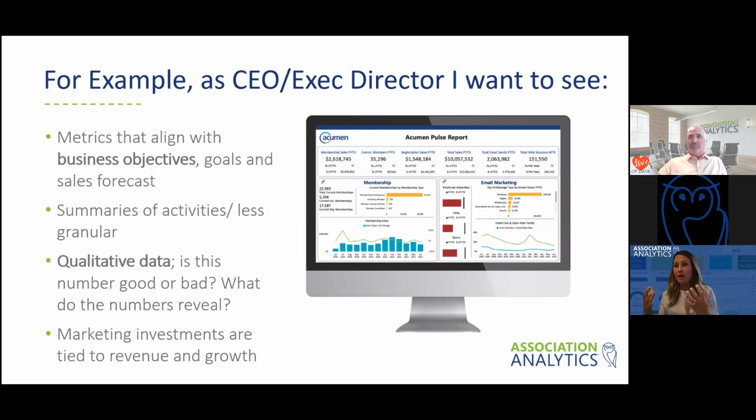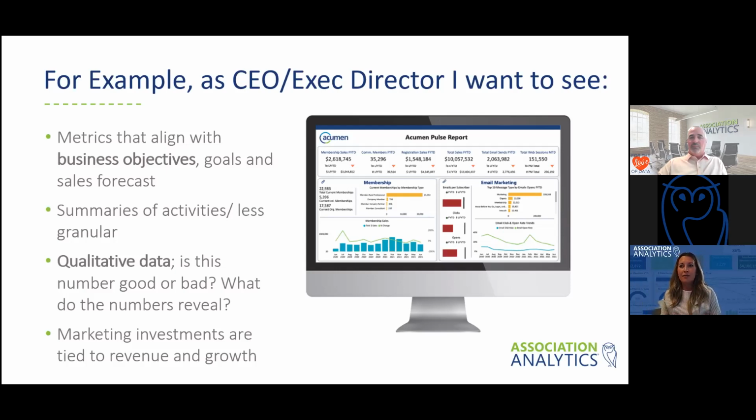So that's one of the points to having qualitative data, is putting it in context, right? Is that number good? Is that number bad? What does that mean? What does that number reveal? And so when you're thinking about putting together your vitals or your scorecard or your pulse report, you want to consider all of these things, no matter where you are, right?